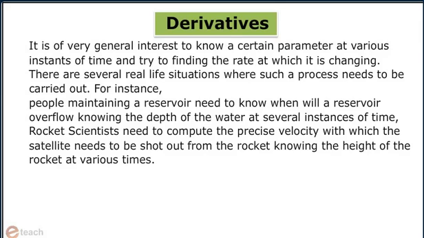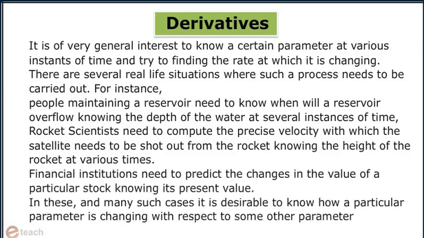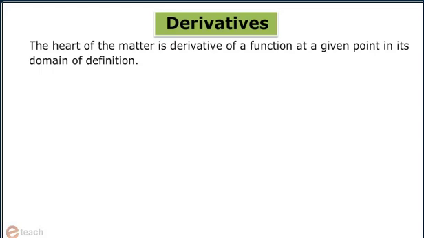Rocket scientists need to compute the precise velocity with which the satellite needs to be shot out from the rocket, knowing the height of the rocket at various times. Financial institutions need to predict the changes in the value of a particular stock, knowing its present value. In these and many such cases, it is desirable to know how a particular parameter is changing with respect to some other parameter. The heart of the matter is the derivative of a function at a given point in its domain of definition.